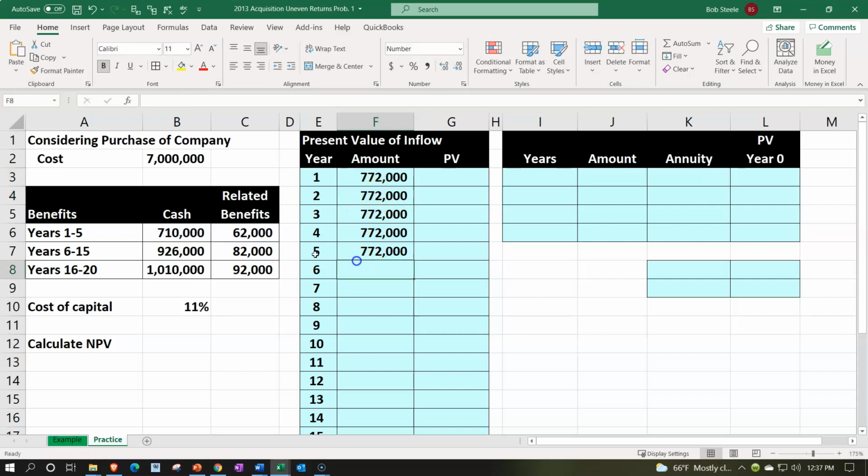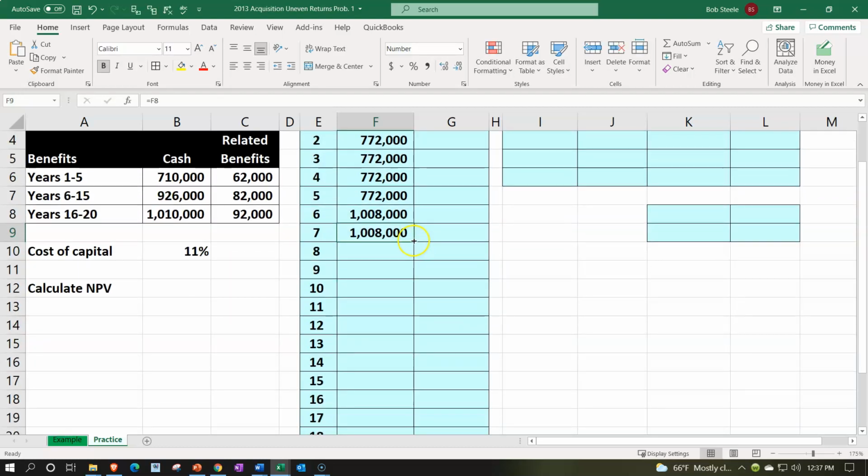From 6 to 15, we got the sum of these two. So I'm going to do the same thing here. This equals the sum of the 926 and the 82. And then I'm going to do the same thing here. I'm going to say equals the one above it, and then copy that down to 15. So we have 10 years here, it looks like. Is that 10 years? I think that's 10 years. So there we have that.